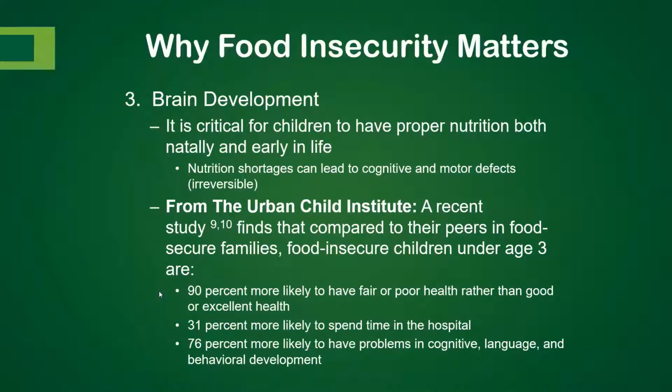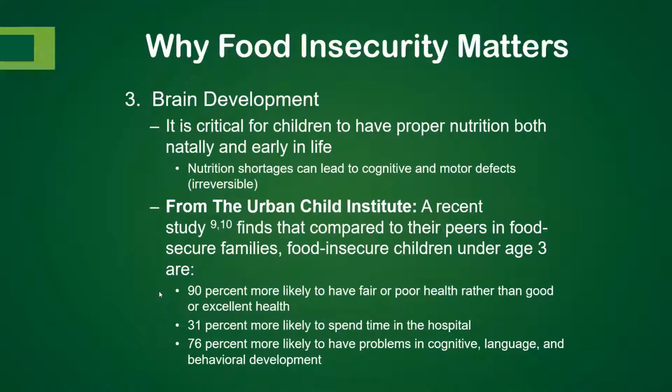Another thing nutrition is critical for is brain development. If children do not have good nutrition prenatally or early in life, it could severely cripple their brain development and lead to cognitive and motor defects that, if it happens early enough in life, could be irreversible. And this is taken straight from the Urban Child Institute website, also linked in our resources.